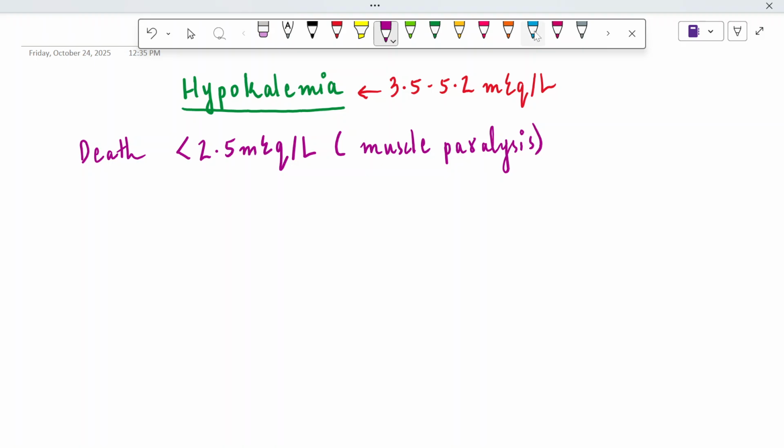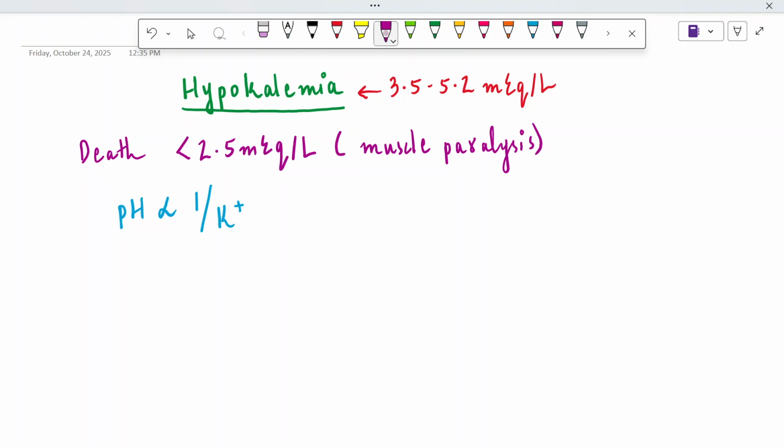So what are the etiologies? First of all, the most important point, you need to understand that pH and potassium have an inverse relation. It means when the pH is less, the amount of potassium in the blood will be more, and when the pH is more, the amount of potassium inside the blood will be less.